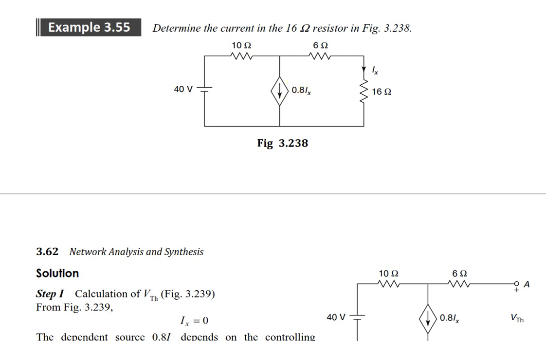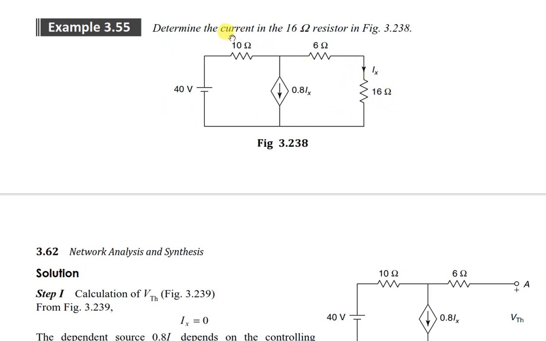Now, first check whether there is any dependent source. You can see this plus-minus is an independent source. There is a diamond shape. If there is a diamond shape, it is a problem on dependent source. So there is a dependent source. What is the arrow mark? An arrow mark means it is a current source, and its value depends on Ix. It is 0.8 times Ix, where Ix is this current in the circuit.